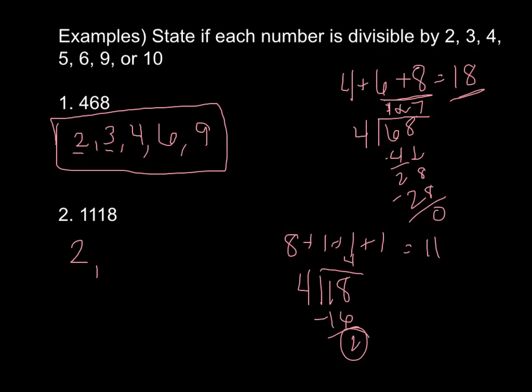Number 9. The sum of all the digits is divisible by 9. Is 11 divisible by 9? No, it's not. And number 10. Ones digit is a 0? Nope. So 1118 is only divisible by 2. That would be it. So that one was pretty easy. We could go through all of our different steps and see it was only divisible by 2.